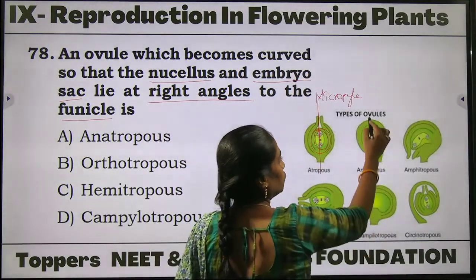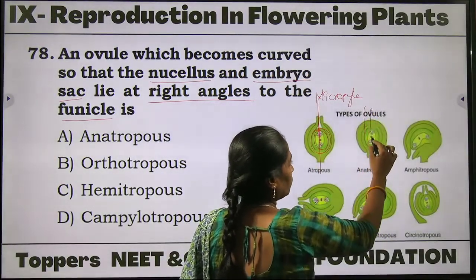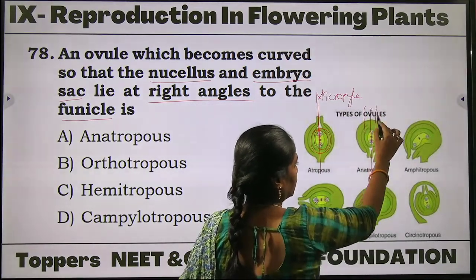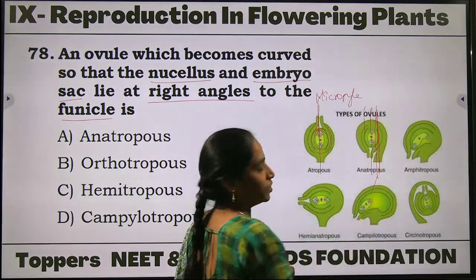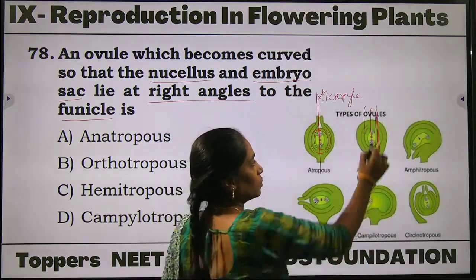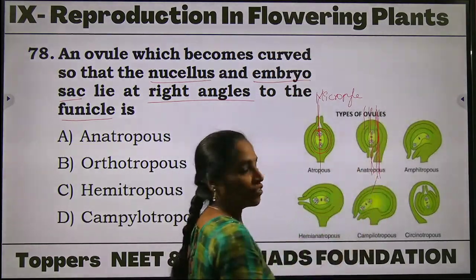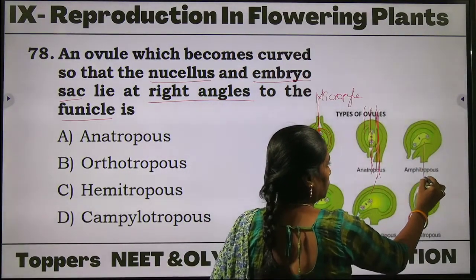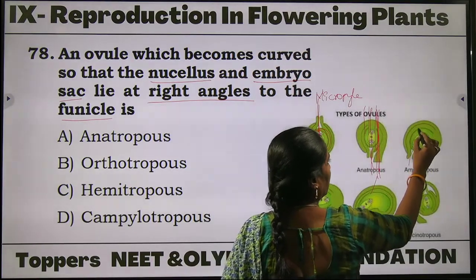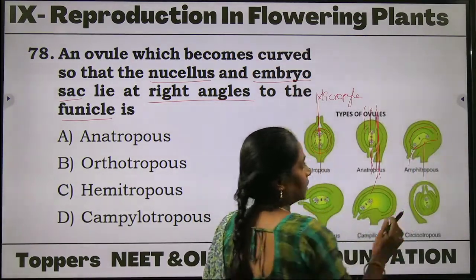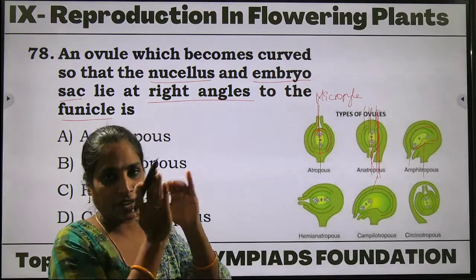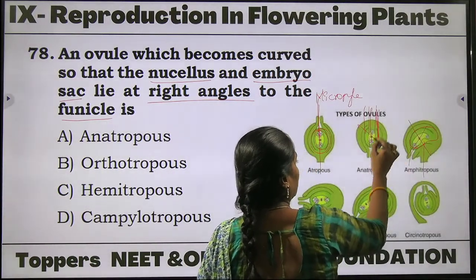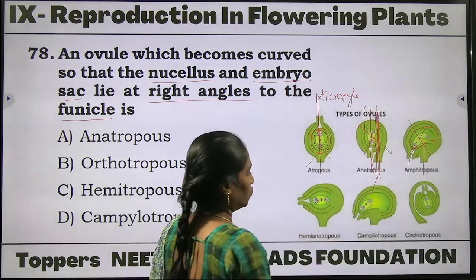And here also the nucellus and micropyle are in a straight line, exactly side by side towards the funicle. This is also wrong. So, this doesn't make the right angle. And coming to the amphitropous, we can observe the funicle, micropyle and nucellus not exactly in line, just a slight sliding condition. So, this is also the wrong option. Anatropous and atropous ovule is also wrong.